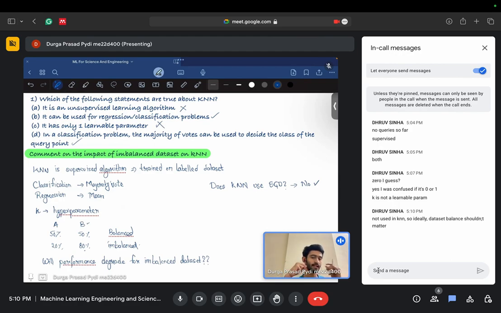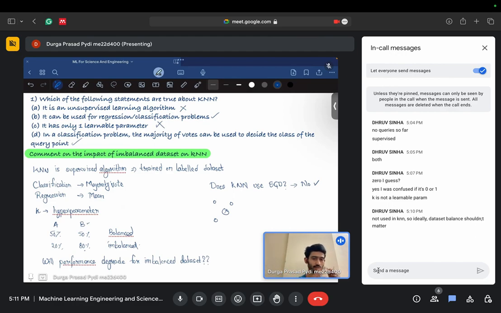So if you have an imbalanced data set, what happens is there are more chances of finding one particular individual than the others. So if your query point is somewhere here, and say these are my nearest neighbors, if you have an imbalanced data set, the chances are very high for the neighbors to be from this imbalanced data set itself, like from class B itself.